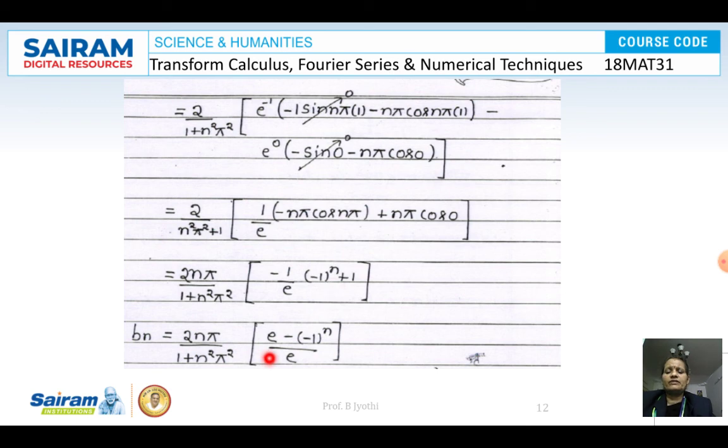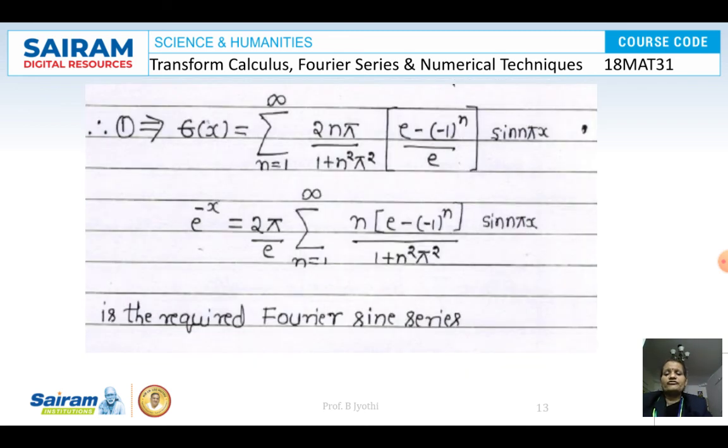This is given by e minus of minus 1 power n by e. That is multiplied with 2n pi by 1 plus n squared pi square. This is the value of bn which we can substitute in f of x. So f of x is given by sigma 2n pi by 1 plus n squared pi square into e minus of minus 1 power n by e into sin n pi x.